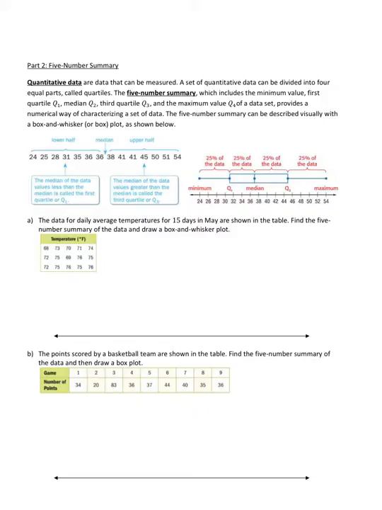The 5-number summary can be described visually with a box and whisker plot, as shown below. We call them box and whisker plots in middle school. It's real cute. In high school, you'll call them simply box plots. And again, you'll need to have that memorized, that a box plot shows the 5-number summary.